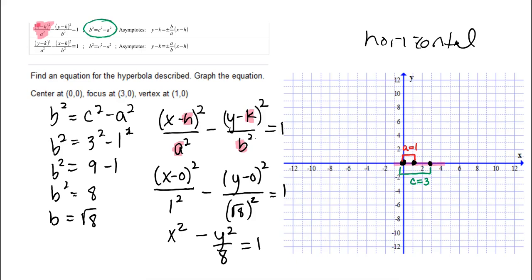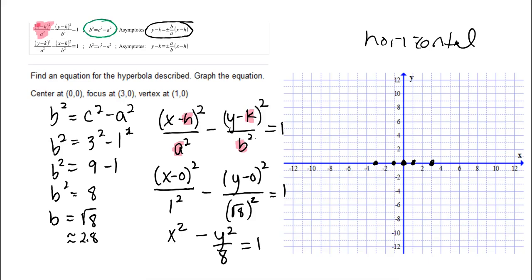So now I'll draw a more detailed graph of the hyperbola. We have a center at 0, 0, a focus at 3, 0. That means we have another focus at negative 3, 0, a vertex at 1, 0, and another vertex at negative 1, 0. And then from there, we really need the asymptote to help us know how to draw the hyperbola. So first of all, square root of 8 is approximately 2.8.